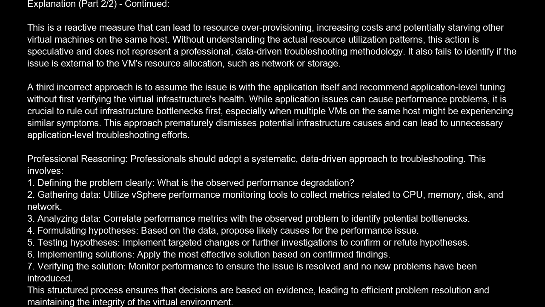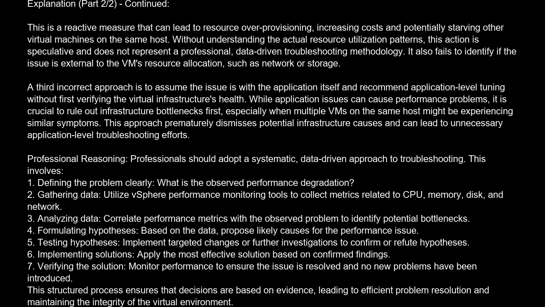Professional reasoning. Professionals should adopt a systematic, data-driven approach to troubleshooting. This involves: 1. Defining the problem clearly. What is the observed performance degradation? 2. Gathering data. Utilize vSphere performance monitoring tools to collect metrics related to CPU, memory, disk, and network. 3. Analyzing data. Correlate performance metrics with the observed problem to identify potential bottlenecks.